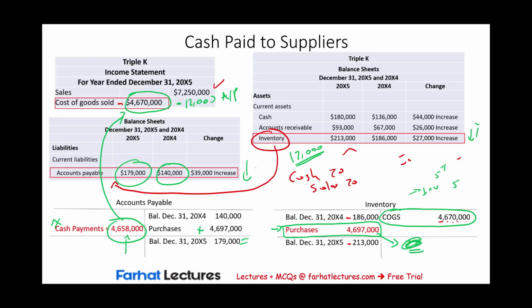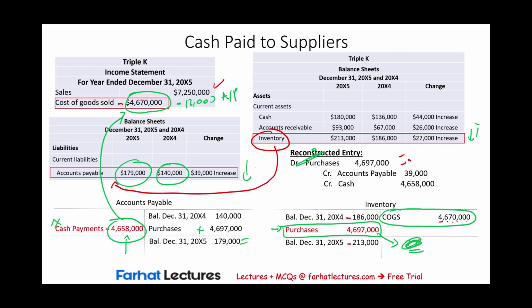Now, let's take a look at another computation. Before we proceed, let's take a look at the journal entry. I forgot about the journal entry. So the journal entry overall, our purchases was 4,697,000. We figured out the purchases. Our accounts payable overall increased by 39. We credited accounts payable 39, and the difference is 4,658,000. Simply put, we purchased 4,697,000, of which 39,000 of it was on account, and the remainder was cash, which is 4,658,000.